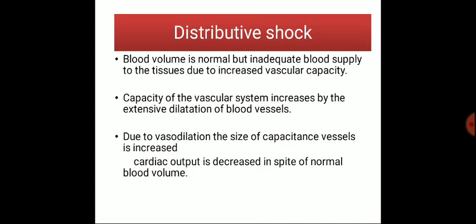Blood volume is normal but there is inadequate blood supply to the tissue due to increased vascular capacity. The capacity of the vascular system increases by extensive dilatation of the blood vessels. Due to vasodilatation, the size of capacitance vessels is increased and thus the cardiac output is decreased in spite of the normal blood volume. Low resistance shock is also known as warm shock because the skin is warm.